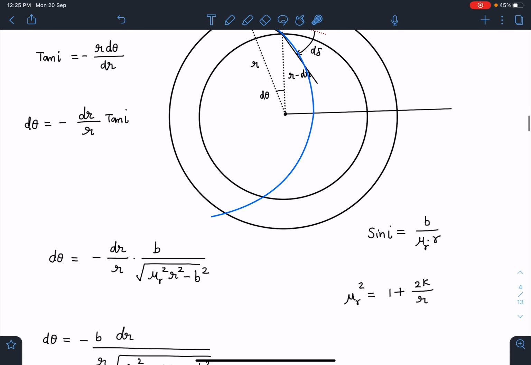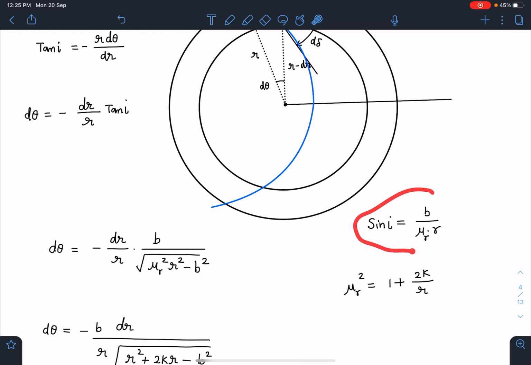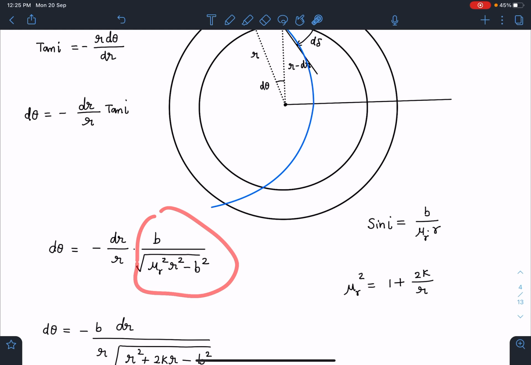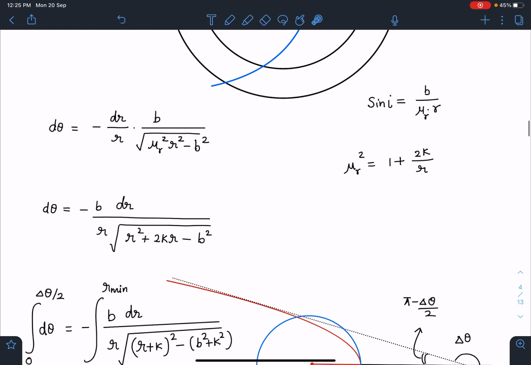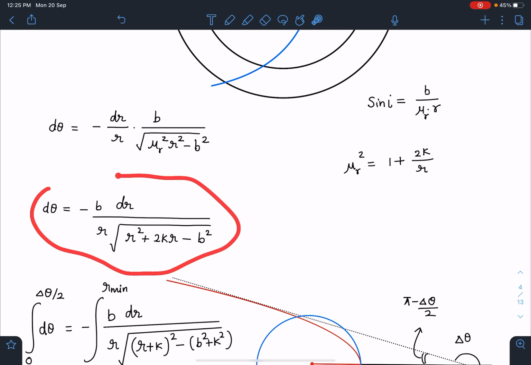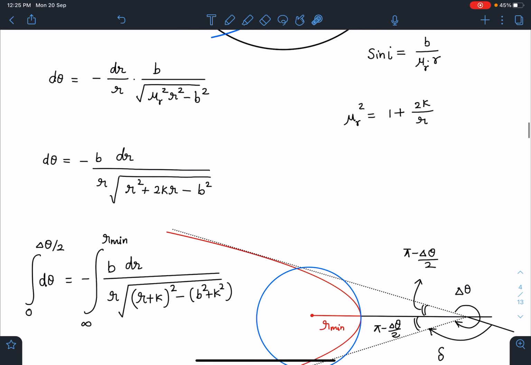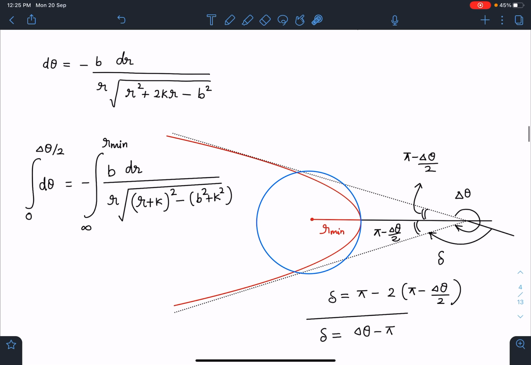Now from this earlier relation which we have derived, sin I we know it is going to be b by mu r into r. So mu r value is known to you. So if you substitute this mu r value here and tan I value in this equation, we are going to get d theta is equal to minus dr by r times b by root of mu r square times r square minus b square. Now if I substitute the value of mu r and simplify this, this is the relation which I am going to get here. Alright, after this let's analyze this situation one more time.